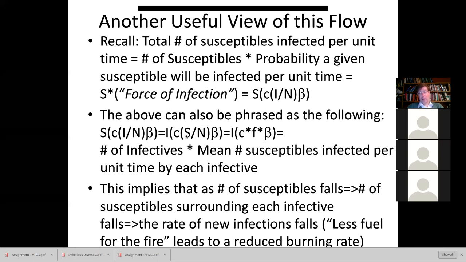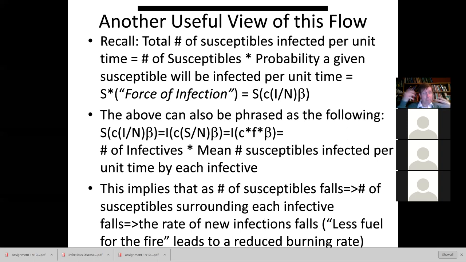If S is just 1/10 of the population, each infective will be infecting 1/10 the number of people they could have if everyone around them, everyone but themselves, were susceptible. So S throttles the ability of infectives to efficiently infect people. As S goes down, it becomes harder and harder for a given infective to find people to infect. It means fewer and fewer people will be infected by them on a per day basis.